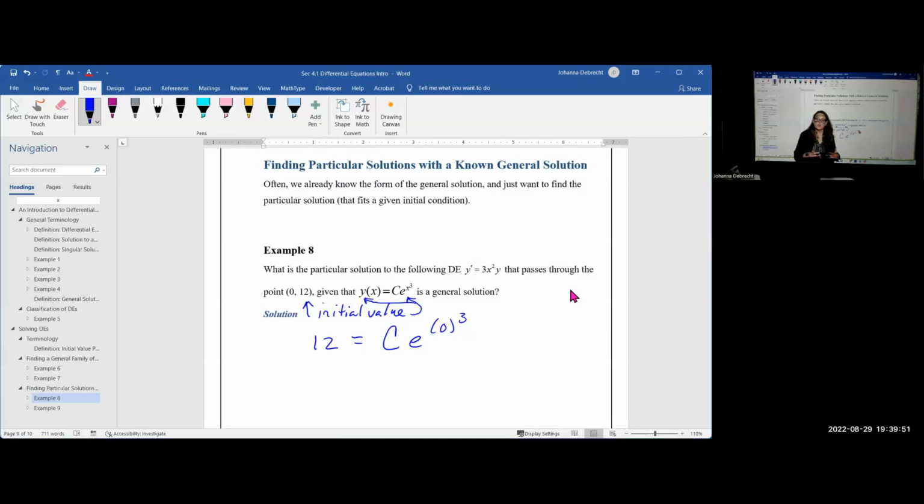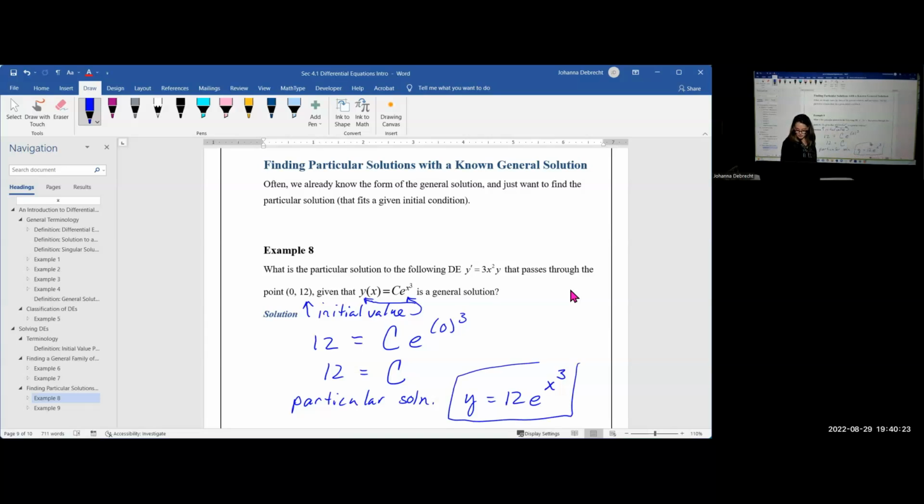And of course, 0 cubed is still 0, but e to the 0 is not 0. e to the 0 is 1. So this gives me 12 equal to c, right? So then I can rewrite the particular solution as y equal 12e to the x cubed, right? And that would be the particular solution for that initial value problem, right? And if you want to test and see if it works, go ahead and try it out. You'll find that it does indeed work.